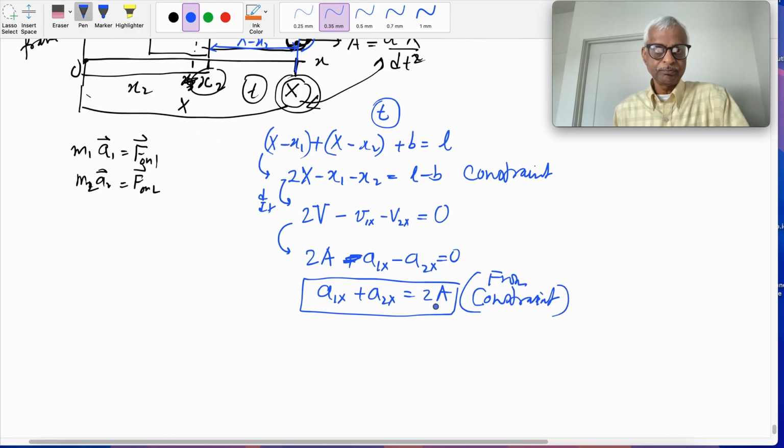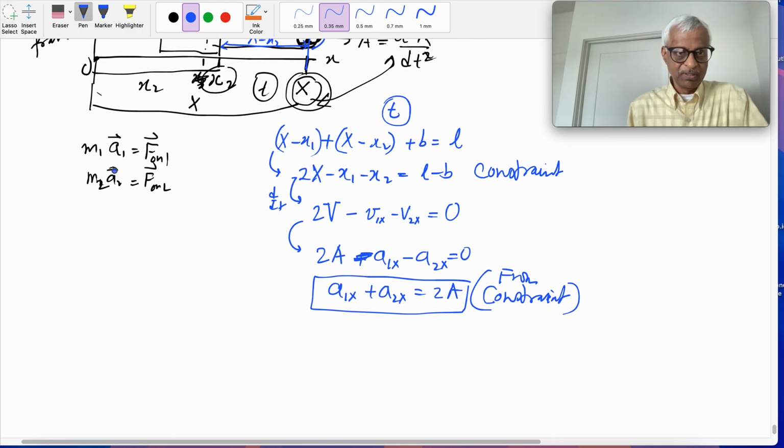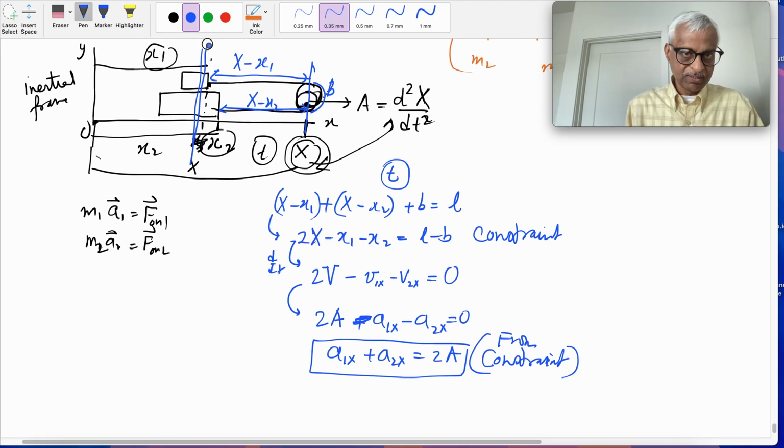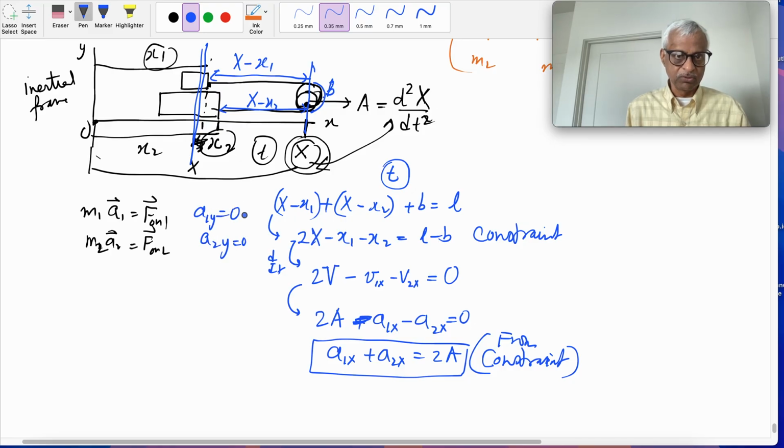Right? So over here there is no acceleration on the y side, so you already know that a1y will be 0 and a2y equal to 0. So those are already known. And the x guys are related this way. Okay, so I'll have to set this up and see where the tension falls in.